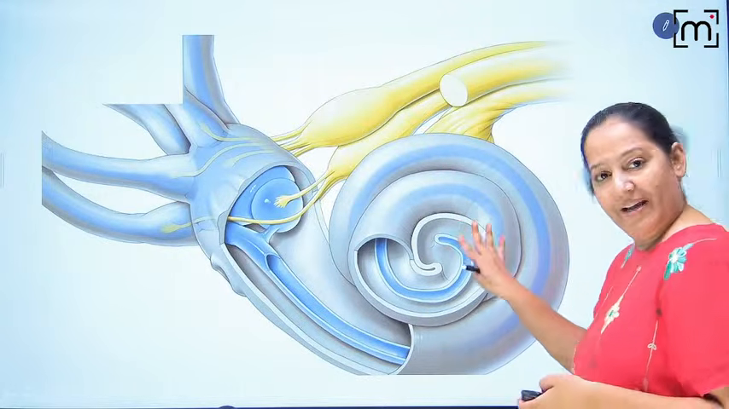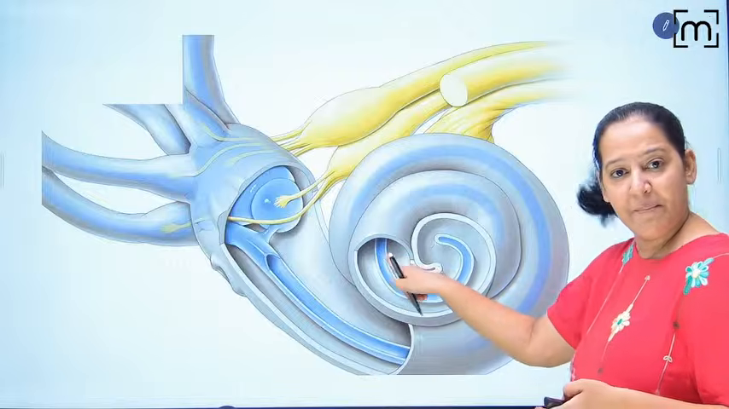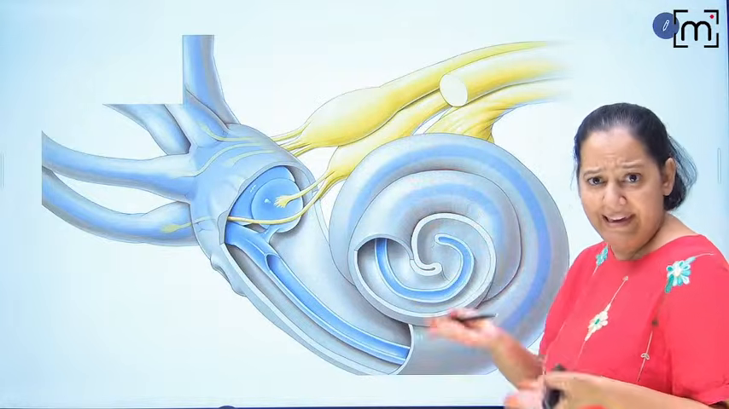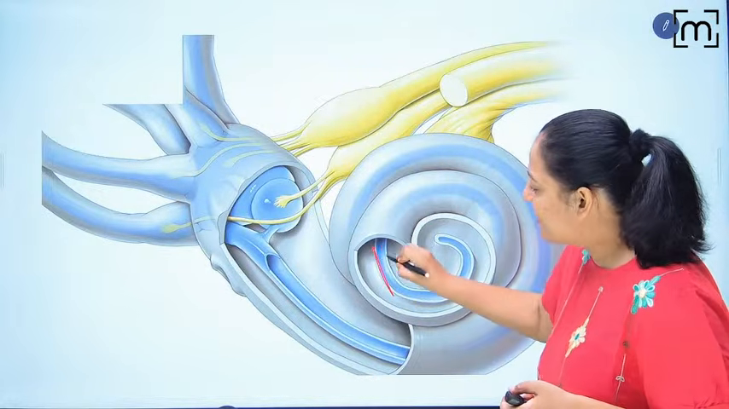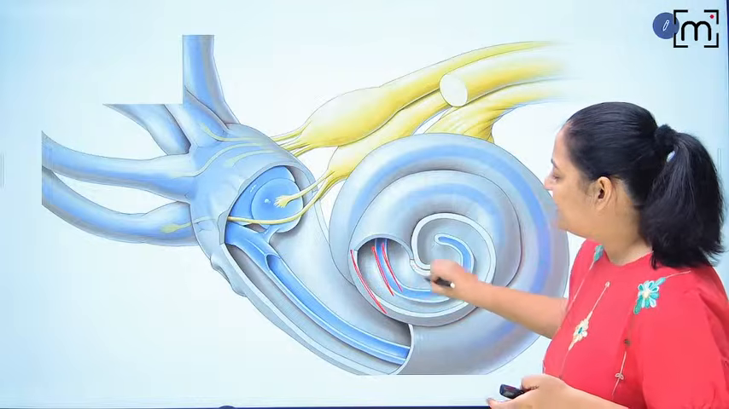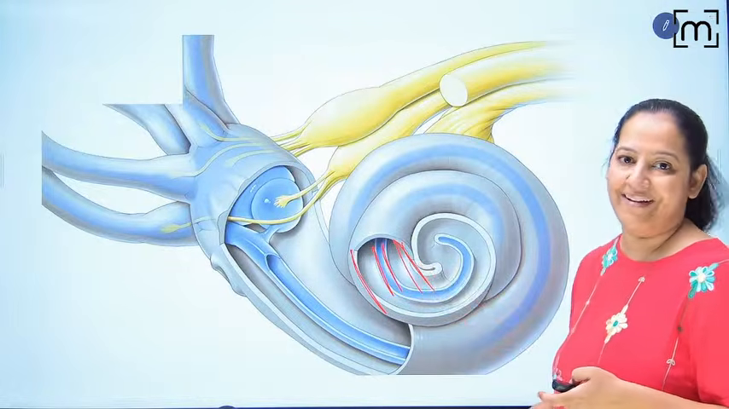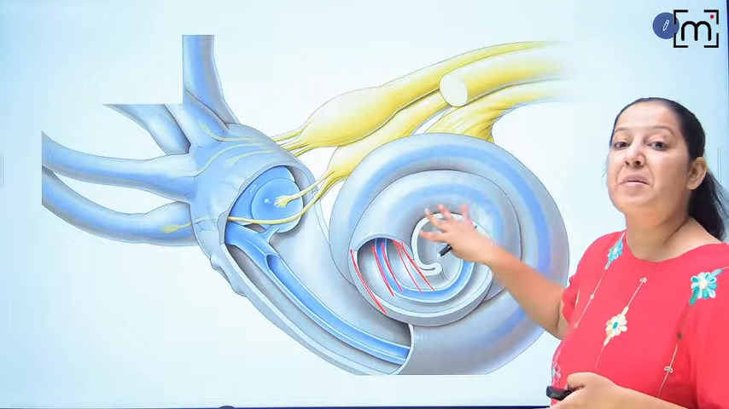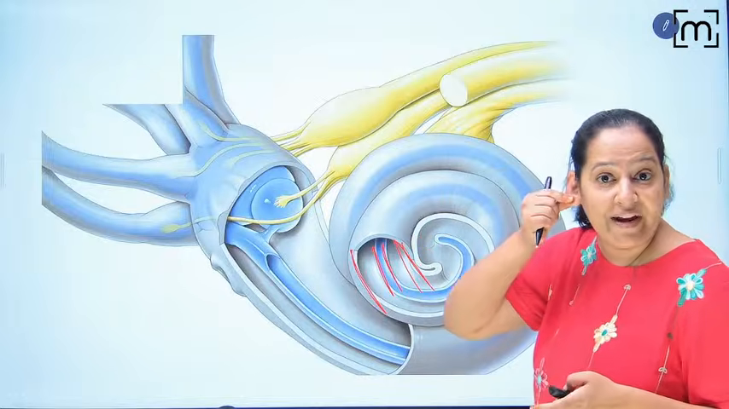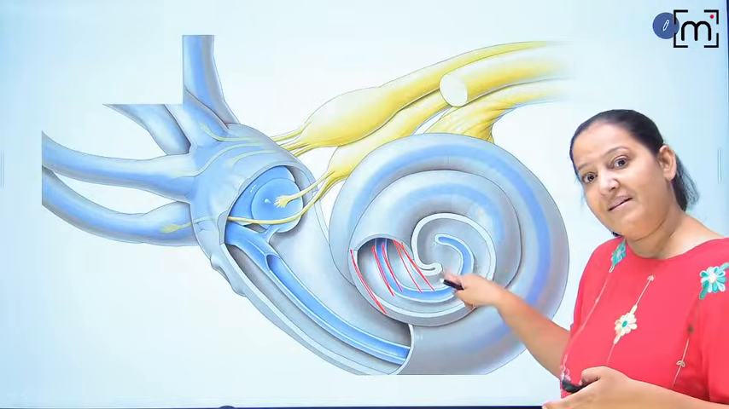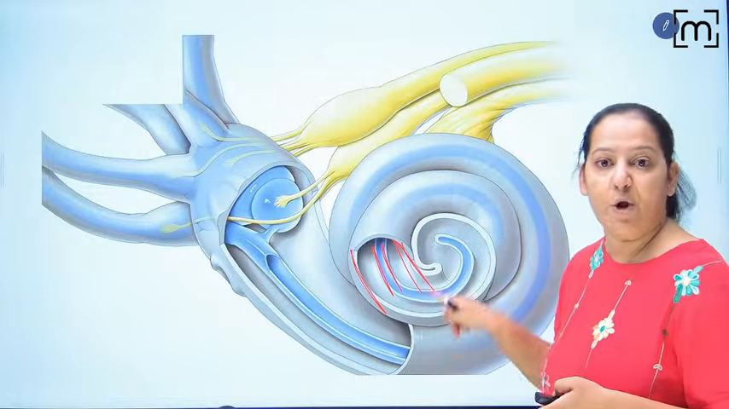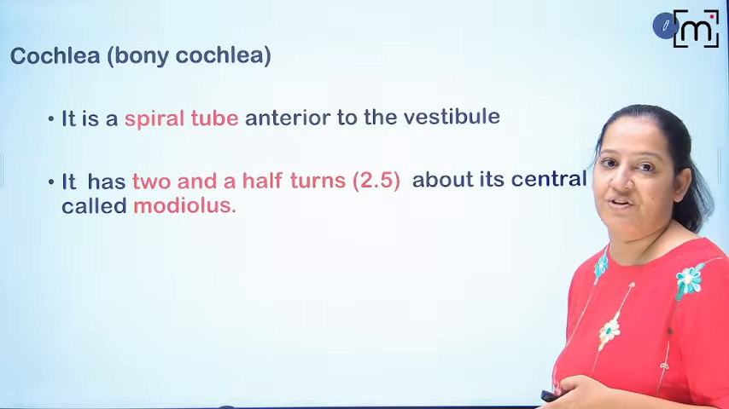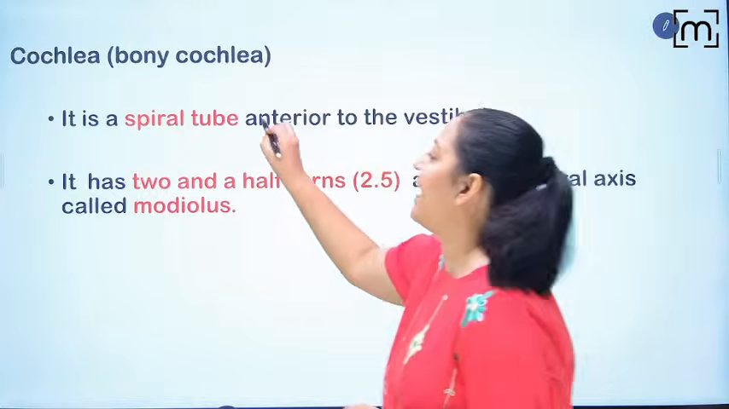The cochlea also has a bony labyrinth and a membranous labyrinth like all other labyrinths. I can see this is the membranous labyrinth and this is the bony labyrinth. This is the cochlea, the structure responsible for hearing. If you understand the structure, you will understand the Rinne test and Weber test today. Now understand the cochlea, the ultra important structure. It's a spiral tube.